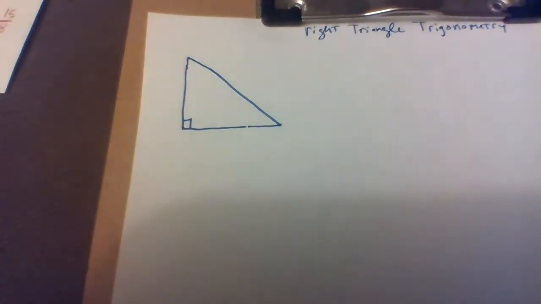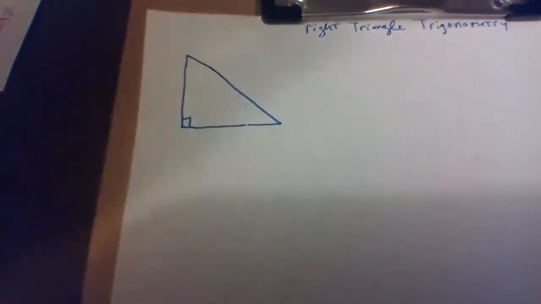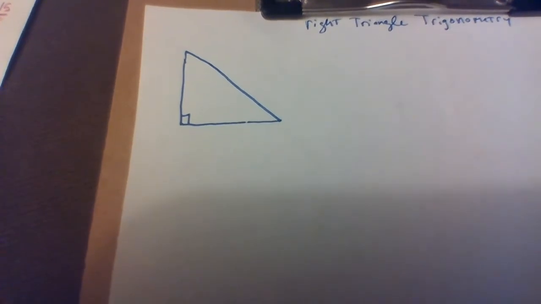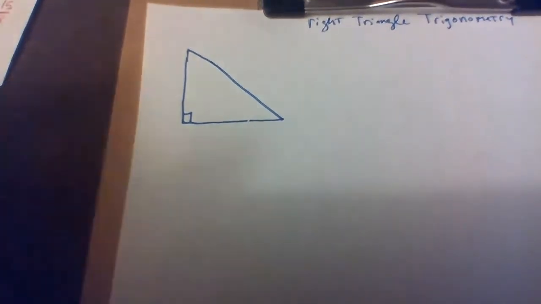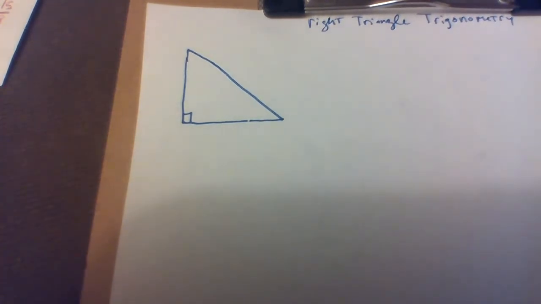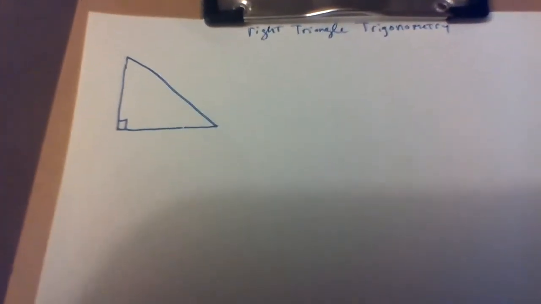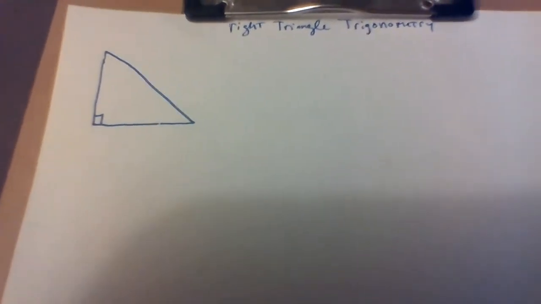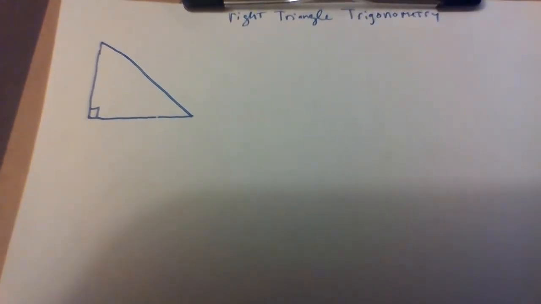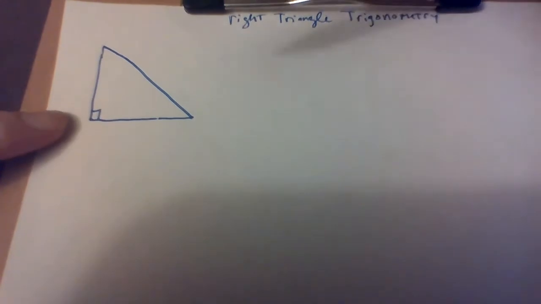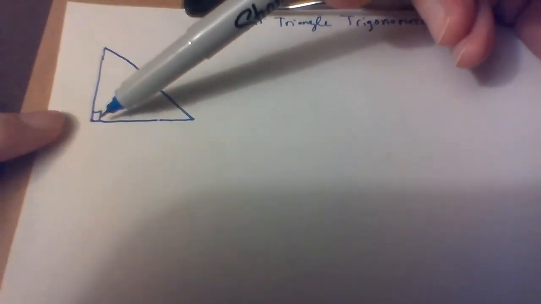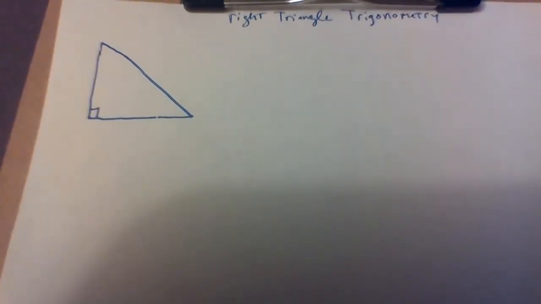All right, Algebra 2 boys and girls, we're moving on from the rational expressions and stepping into right triangle trigonometry. Trigonometry is the study of triangles. So we'll start with right triangles. Right triangles, a triangle with an angle of 90 degrees.